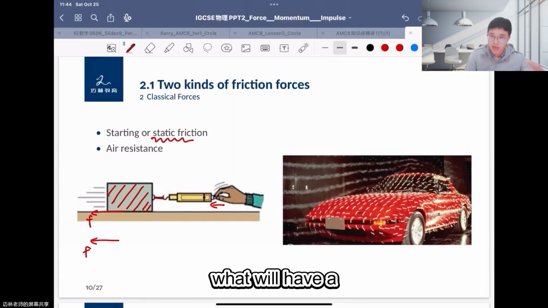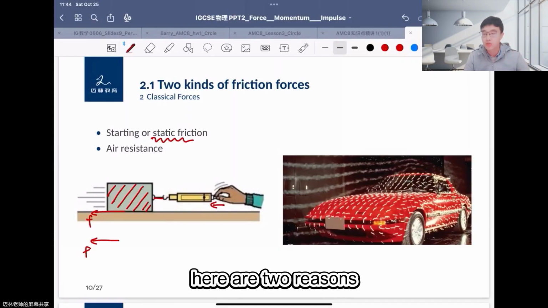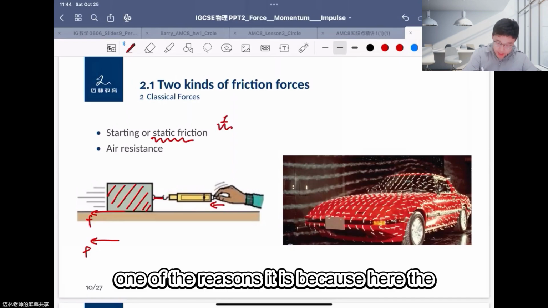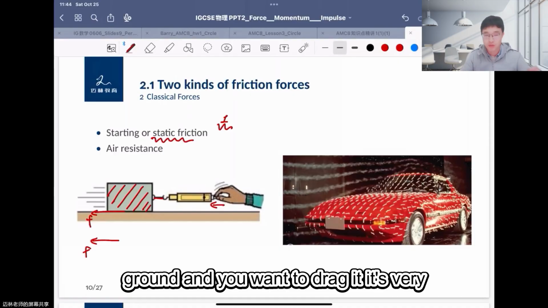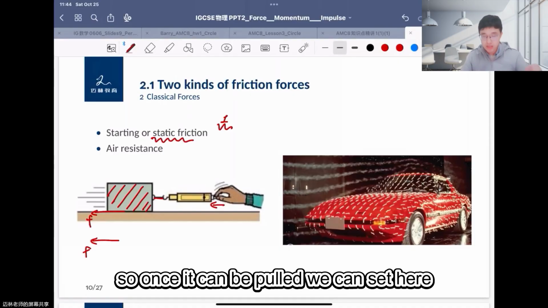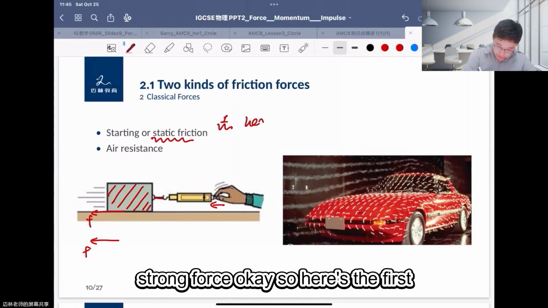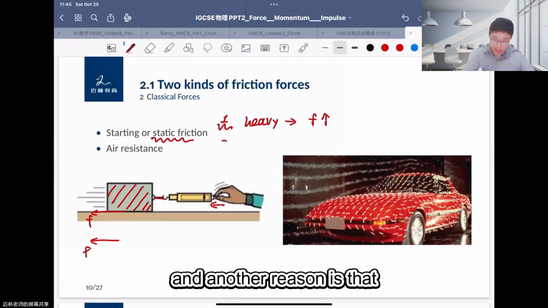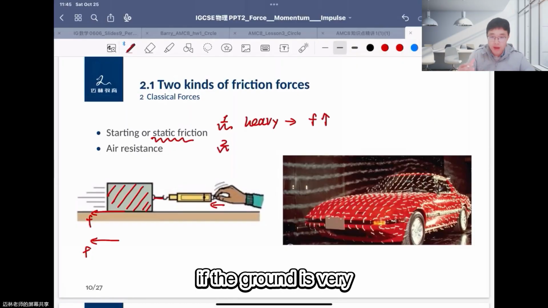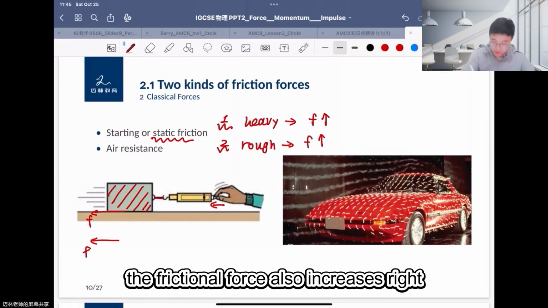What parameters of the physics will make a difference to the friction? There are two reasons. One reason is that the object is very heavy. It lands on the ground, and if you want to drag it, it's very heavy, so it must take a very strong force to pull it. So the first reason is that it's very heavy, which makes the frictional force increase. Another reason is that if the ground is rough, the friction force also increases.